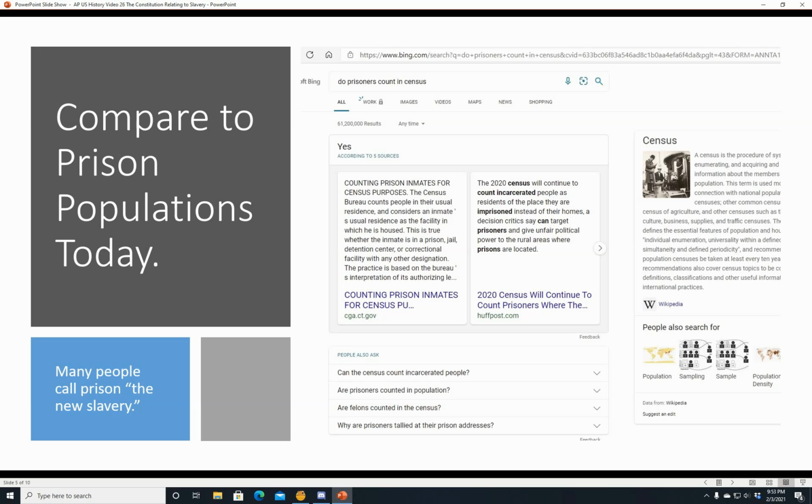I don't live in California. The only reason that I'm stuck here is because I'm in prison. According to the Huffington Post, the 2020 census will continue to count incarcerated people as residents of the place in which they are imprisoned instead of their homes, a decision which critics say can target prisoners and give unfair political power to the rural areas in which prisons are located.